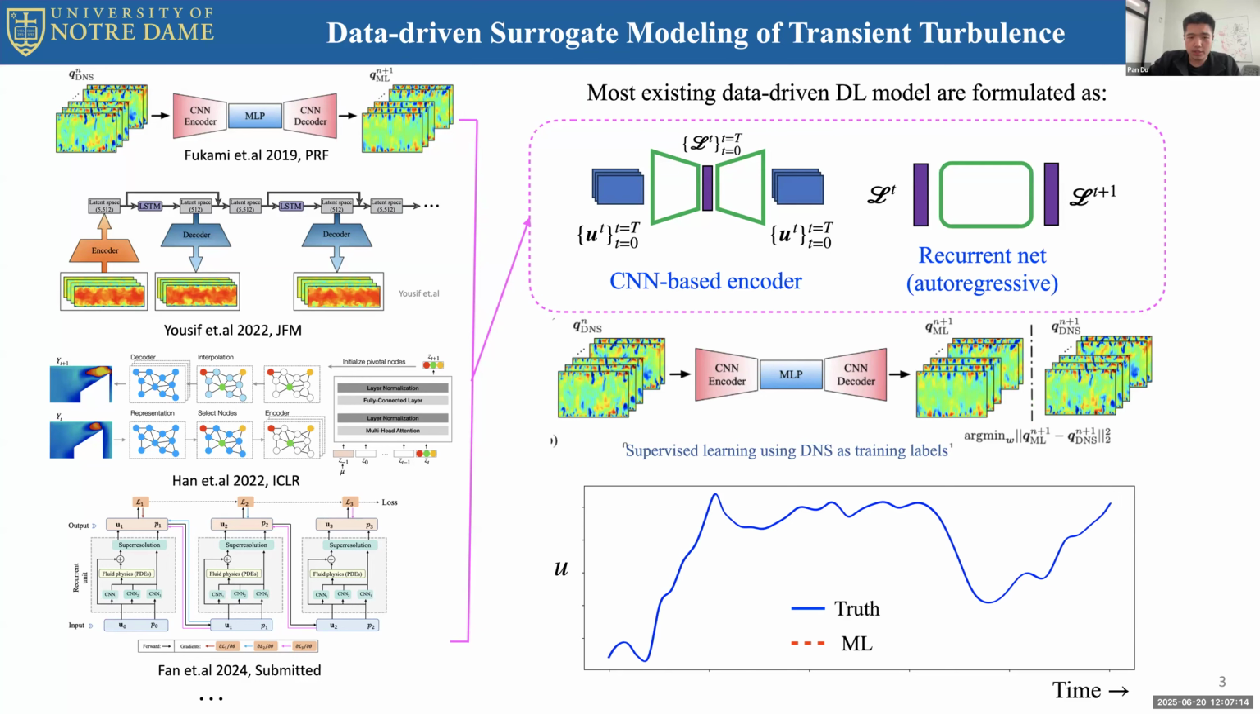This approach can achieve very good results. This is a typical machine learning result versus the ground truth. You can see that the prediction, highlighted by the red curve, is pretty close to the ground truth. But you can also see that because it is using an autoregressive approach, the prediction error can accumulate, and the prediction results can start to deviate from the ground truth as time goes forward.